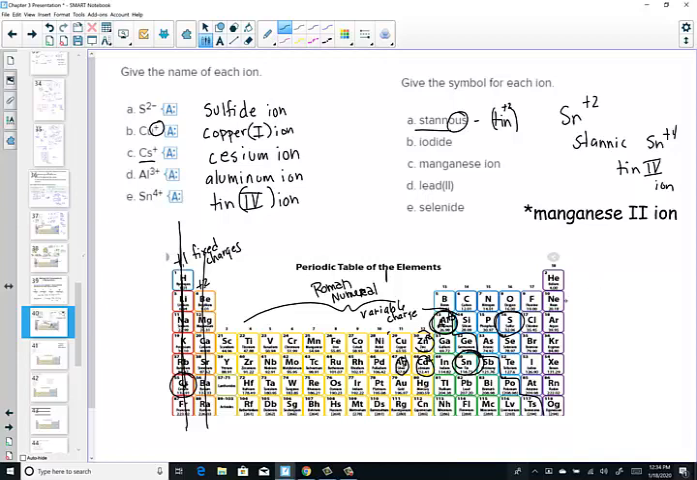All right, iodide. Here, with the -ide, now I know it's negative. That comes from the element iodine. Being in group 7A, we understand that it gains 1 electron, so it becomes I^-1.